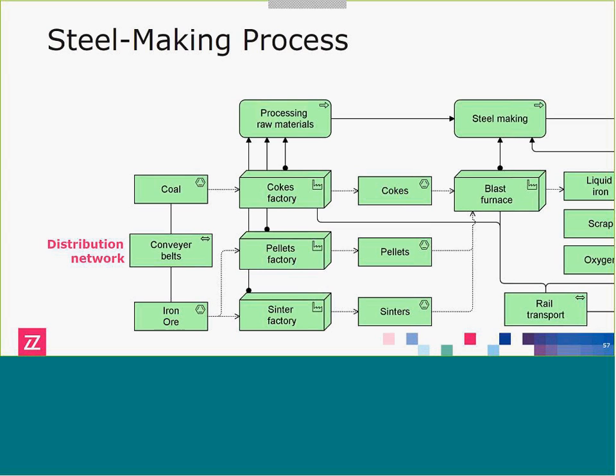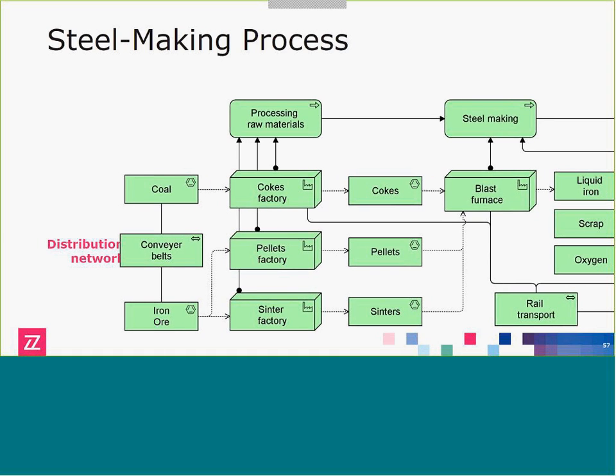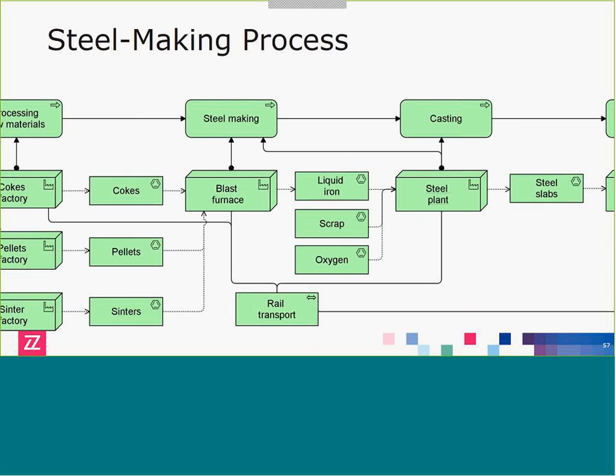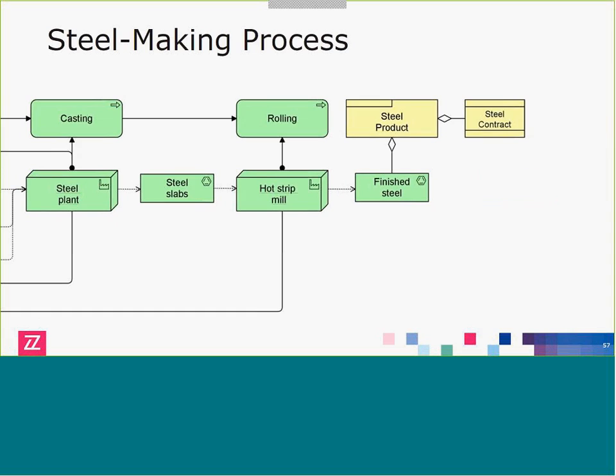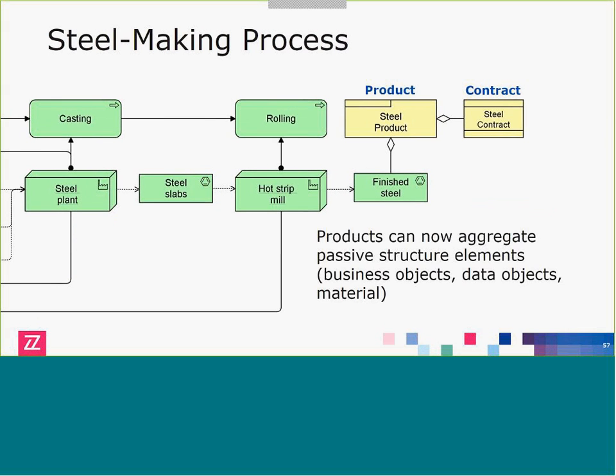This now becomes quite realistic. This is the actual model they use. We see that for processing raw materials, we actually have 3 factories. Coke, pellets, and sinter come out. You can also model the conveyor belts that are used to transport the materials, or the rail transport further on. If we then look to the right, we see details of the steel plant. And at the end, we see that we also put material inside a product in ArchiMate.